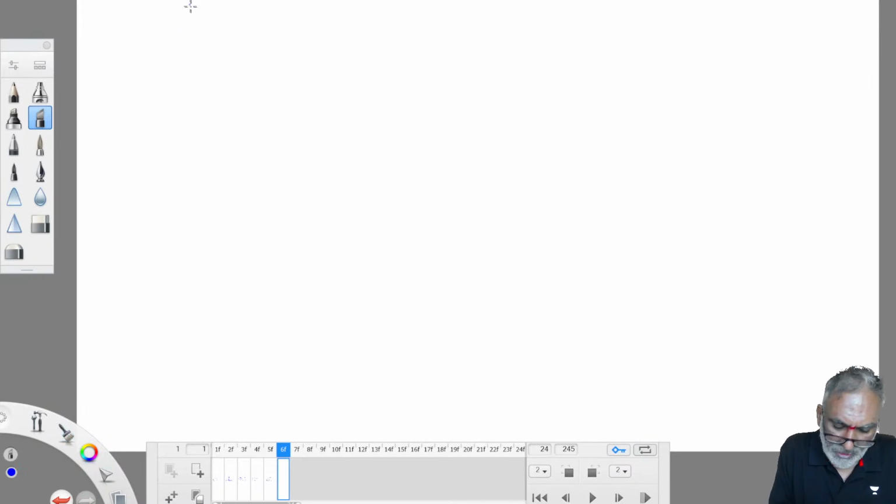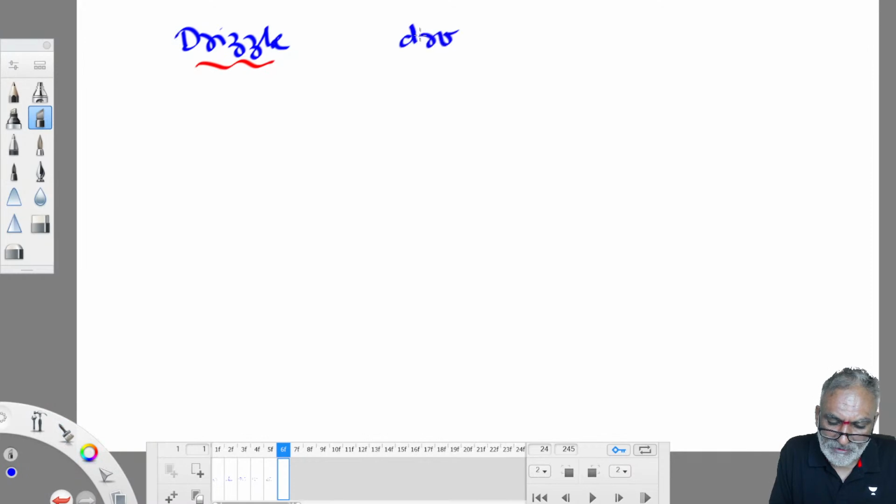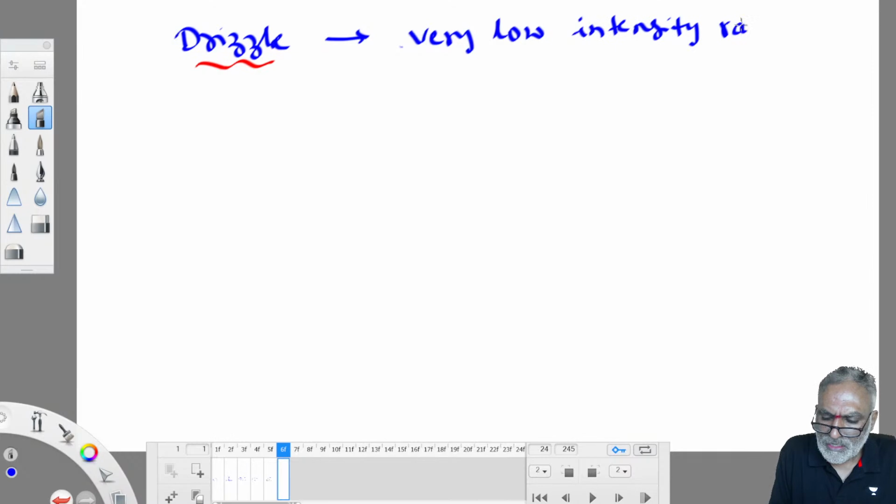Then, second one is drizzle. Drizzle also same as rain only. So precipitation in the form of water droplet of size less than 0.5 mm, intensity less than 1 mm per hour is known as drizzle. Drizzle is very low intensity rain. Very low intensity rains are called drizzle or drizzling.